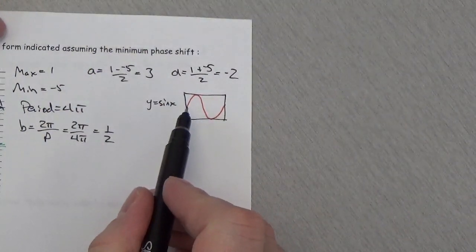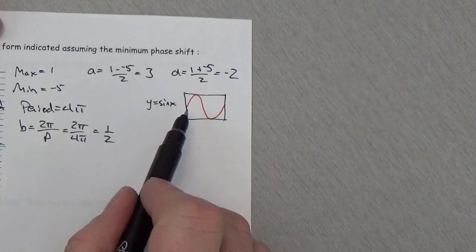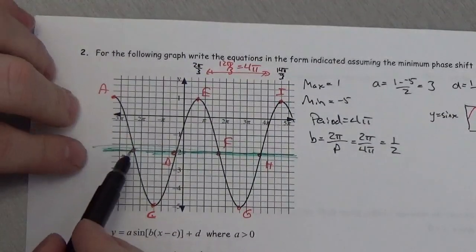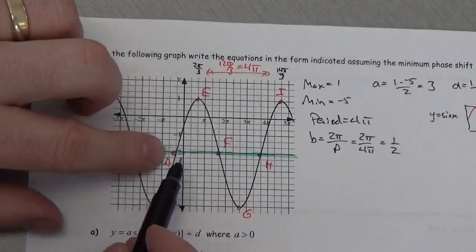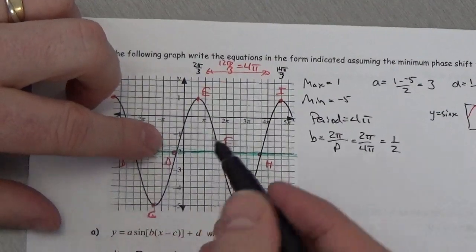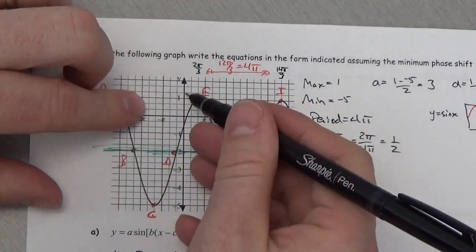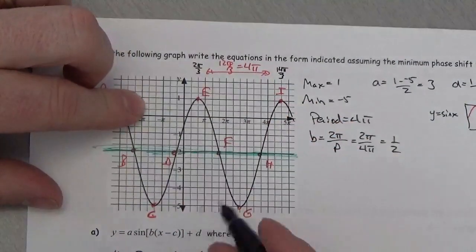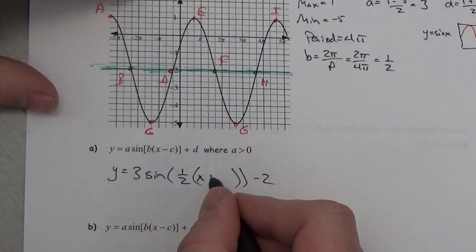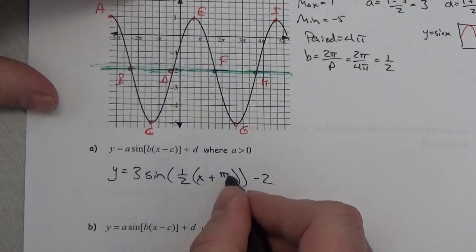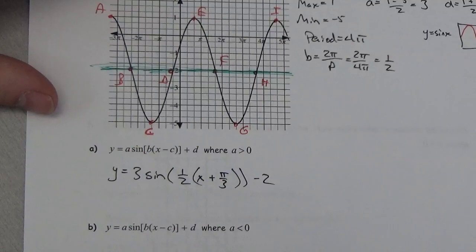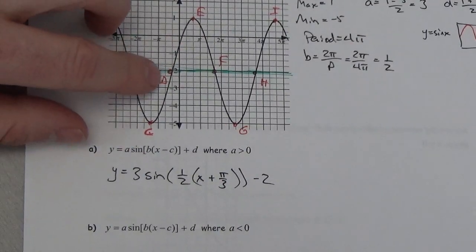So I need a starting point where the graph starts at the middle and goes up. It's not B; it starts at the middle and goes up. This is my starting point, and it's one block to the left of the y-axis, so it's been moved pi over 3 to the left. So it's going to be x plus pi over 3. That's how I figured that out. It had to be along here.